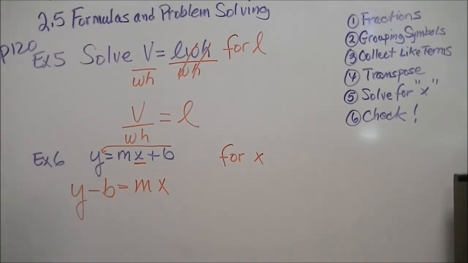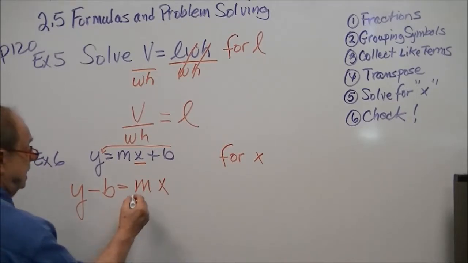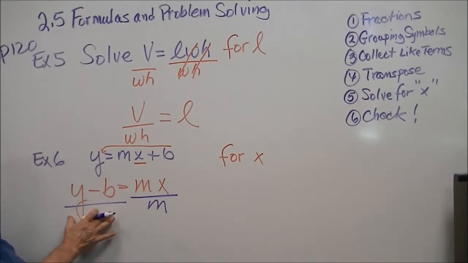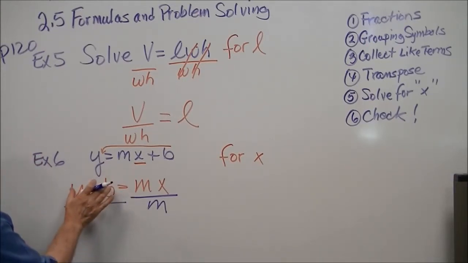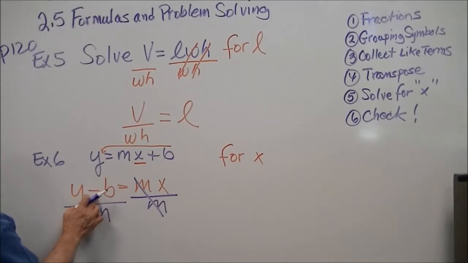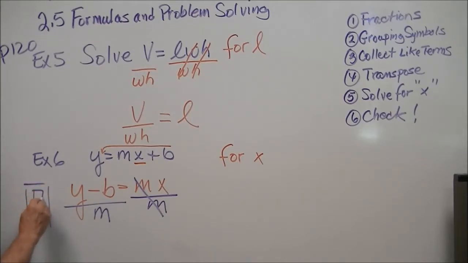Now to isolate the X, we're going to divide both sides by M. And here you use a division bar to group all your numerator terms. Then the M's cancel out, and there's your answer. X equals Y minus B all over M. Now again, when you put this into MathLab, you have that little tool that you're going to click on to activate to put fractions. And keep in mind, fraction bars should be horizontal.